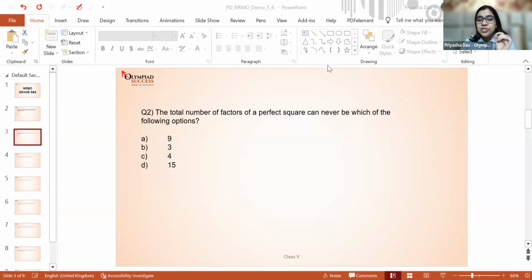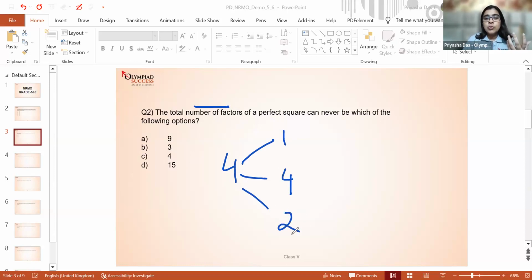Okay, let me tell you what this question means. The total number of factors of any perfect square can never be the following options. For example, think of a perfect square. 4 has how many factors? The factors of 4 are 1, 2, 4. Think about the next perfect square, 9. How many total factors does it have? 1, 3, and 9.